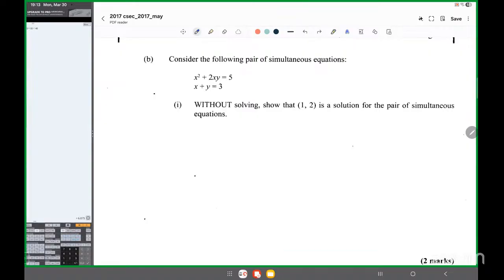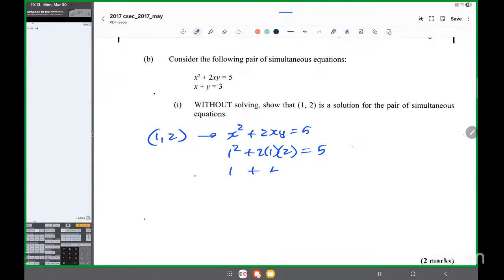So you're going to put 1, 2 into x squared plus 2xy equals 5, and you test it. So it becomes 1 squared plus 2 times 1 times 2 is equal to 5. True, isn't it? Because 1 plus 4 is equal to 5. So that is true, right? And you test on the second one.